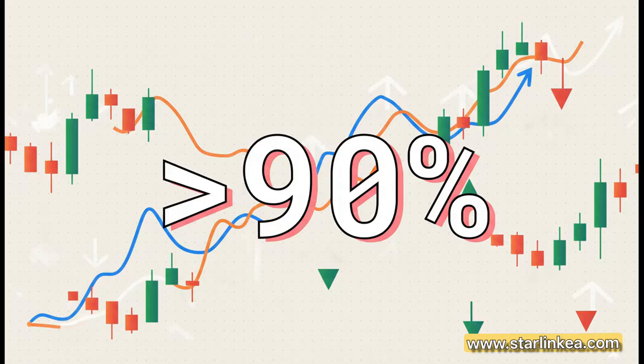So you might be wondering, how effective is this? Well, according to the source material, when the conditions are just right, they claim this strategy has an accuracy rate of over 90%. Now obviously that's a huge number, and you have to remember that no strategy is a magic bullet. But that claim really highlights the potential power you can get from just trading with a very clear established trend.